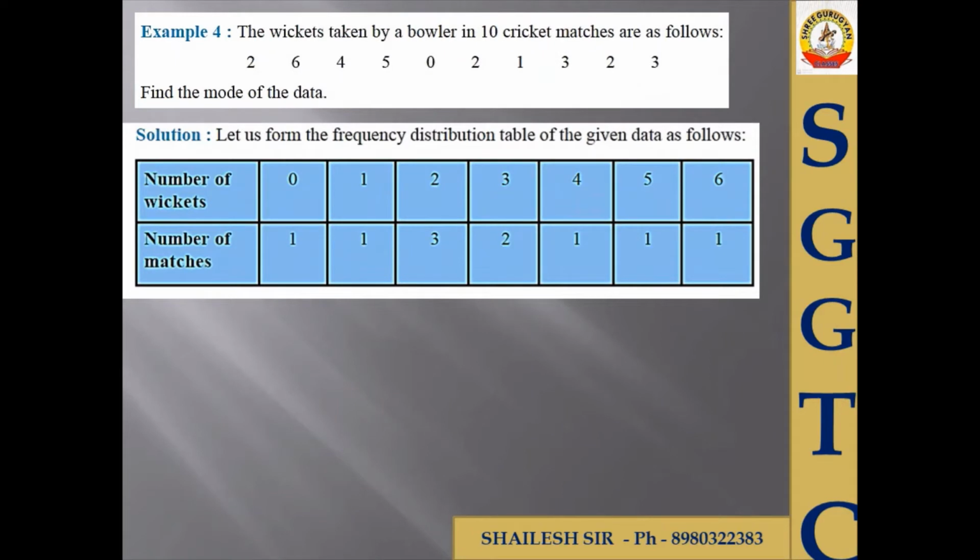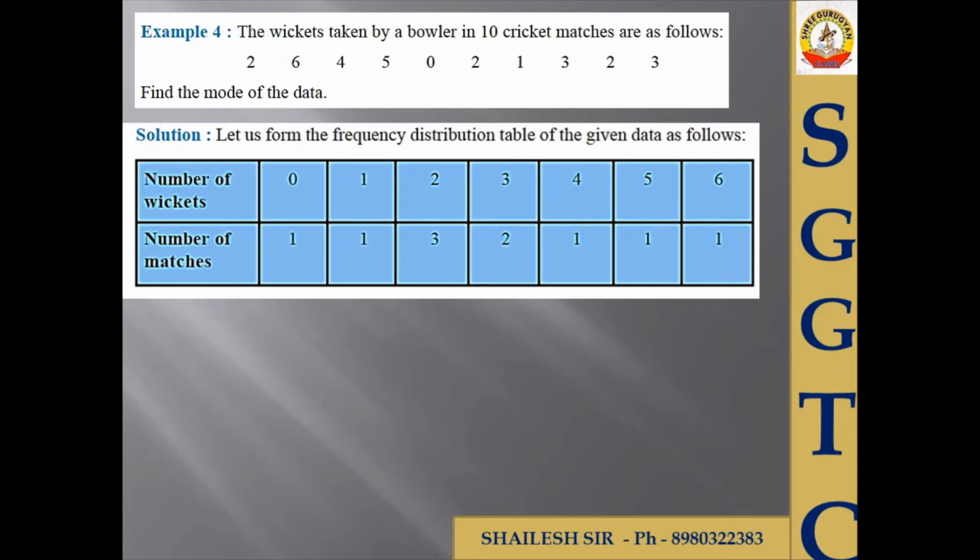Example 4, look at that. Wickets taken by a bowler in 10 matches. In this given observation, students, check which observation is repeated the maximum number of times. Yes, it is observation number 2. So students, definitely the mode of the given data is 2.